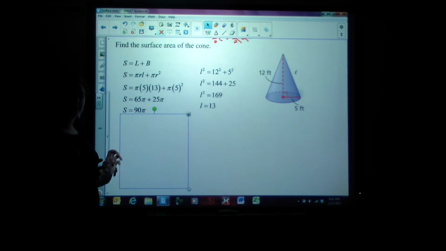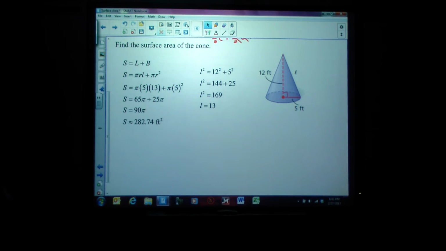Okay, well that's exact. Sometimes they leave the answers exact, and sometimes they want a decimal approximation. So if you were to actually type in 90 times pi, you'd get 282.74 feet squared. So that is it.